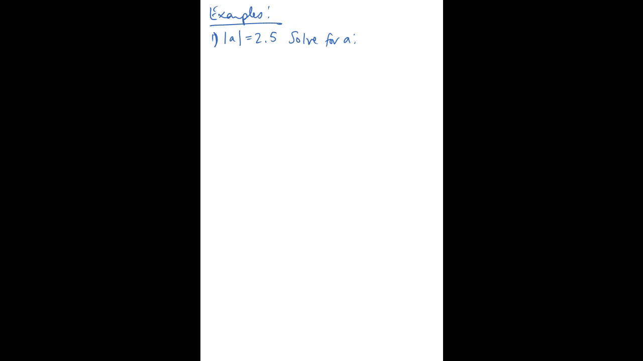Well, we begin simply by rewriting this. We know if the absolute value of a equals 2.5, then either a equals 2.5 or a equals negative 2.5, because the only thing that absolute value sign will do is change a negative to a positive, or leave a positive as a positive. And actually, this is already solved for a, so that's our solution right there. We have two possible values for a. In fact, the absolute value of 2.5 is 2.5, and the absolute value of negative 2.5 is also positive 2.5. So we can think about plugging that in to make sure that it works in the original equation.